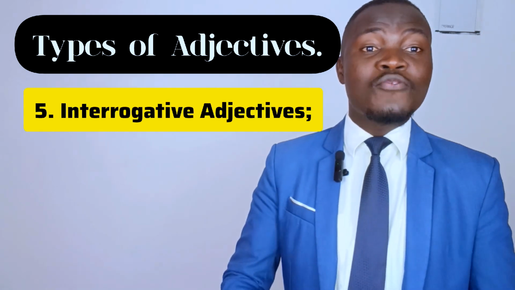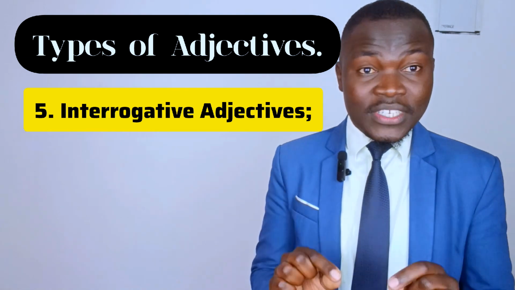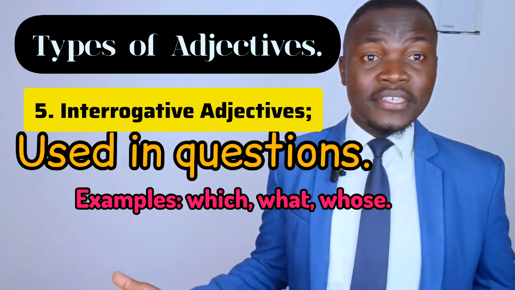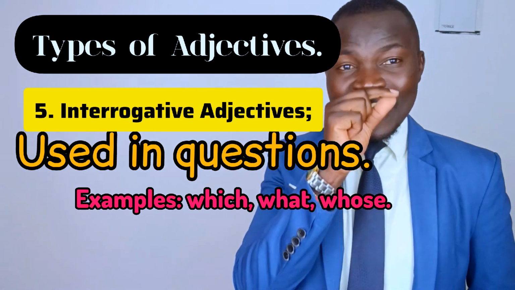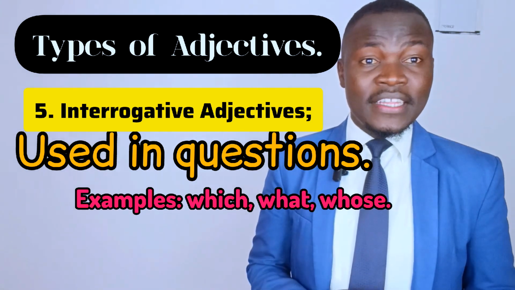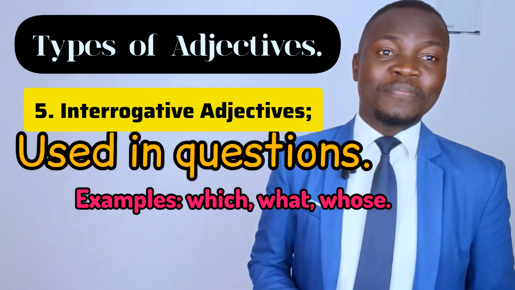And then we have interrogative adjectives, from the word interrogate. They're used in questions. Which, what, whose. Which subject do you like the most? Interrogatives. They ask questions. Each type is small, but together they make English absolutely powerful.